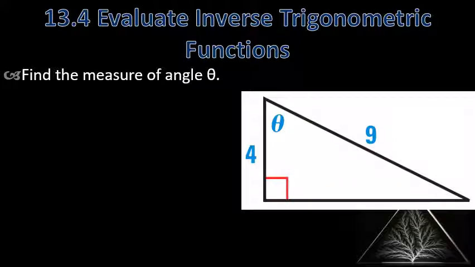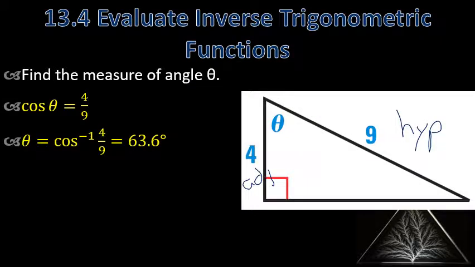All right, little simpler ones going back to geometry. Find the measure of angle theta. So you look at this and say, what sides do I have? This would be the adjacent, and this would be the hypotenuse. Adjacent and hypotenuse are cosine. Cosine of theta is 4/9. Since I'm looking for the angle, do the inverse. Inverse cosine of 4/9 is 63.6, according to my calculator.